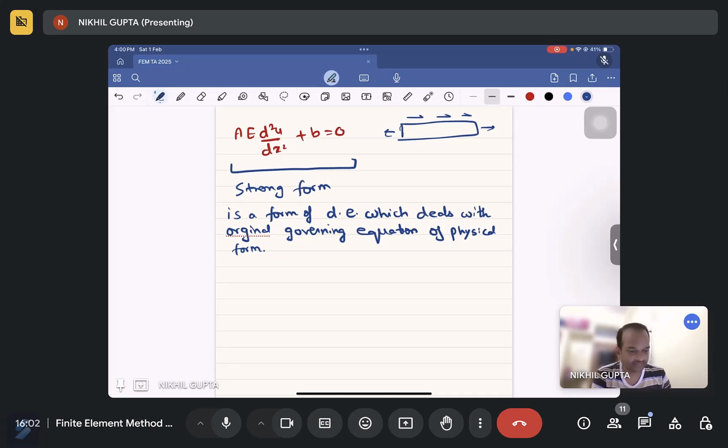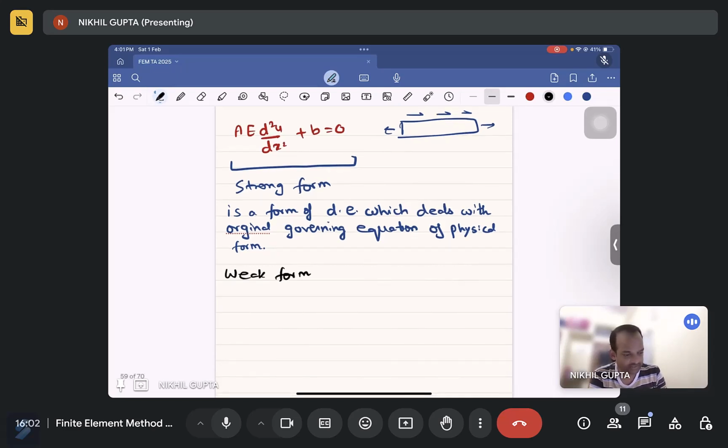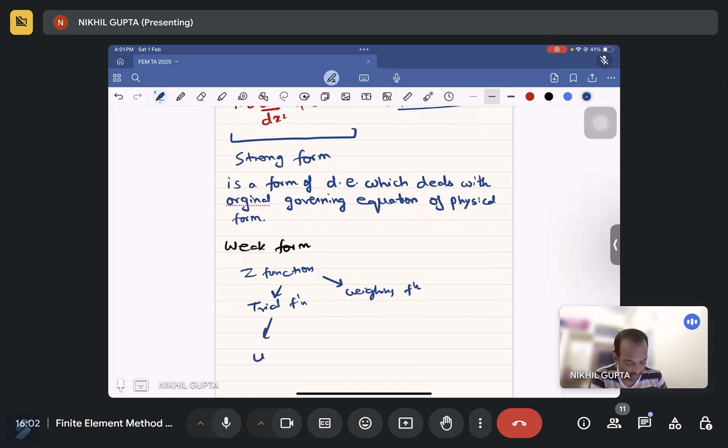We take two functions. I'll make a weak form. So how is the weak form shown? There are two functions. One is the trial function, one is the weighing function. Trial function is the u bar which you assume. Let's say the solution is of cubic form, you don't know, but you assume u bar as a0 plus a1x. So whatever you assume the solution is, u bar, is the trial function.